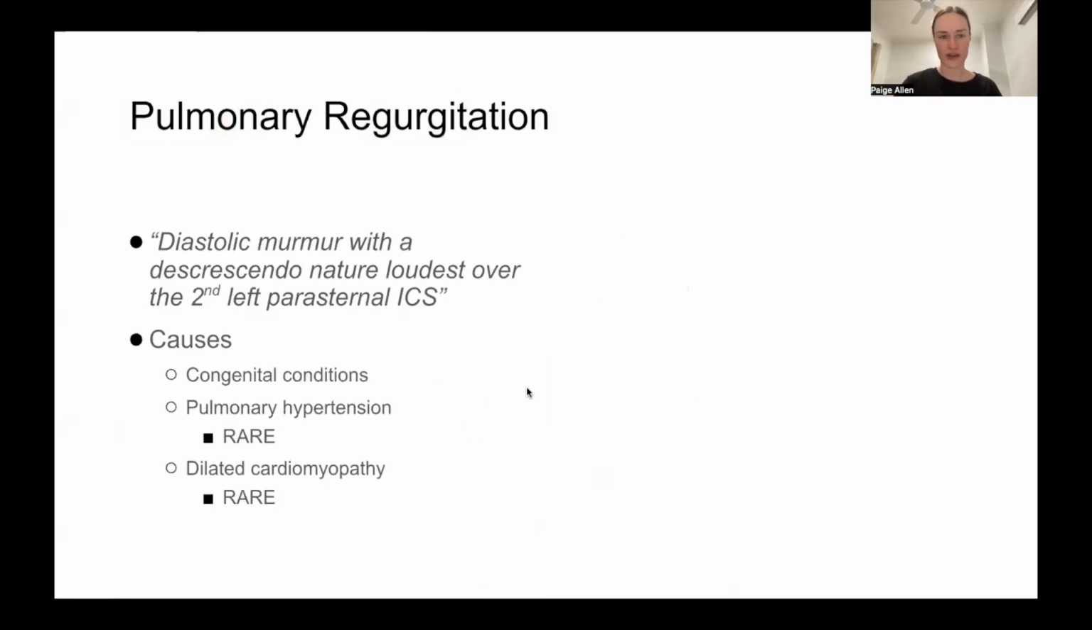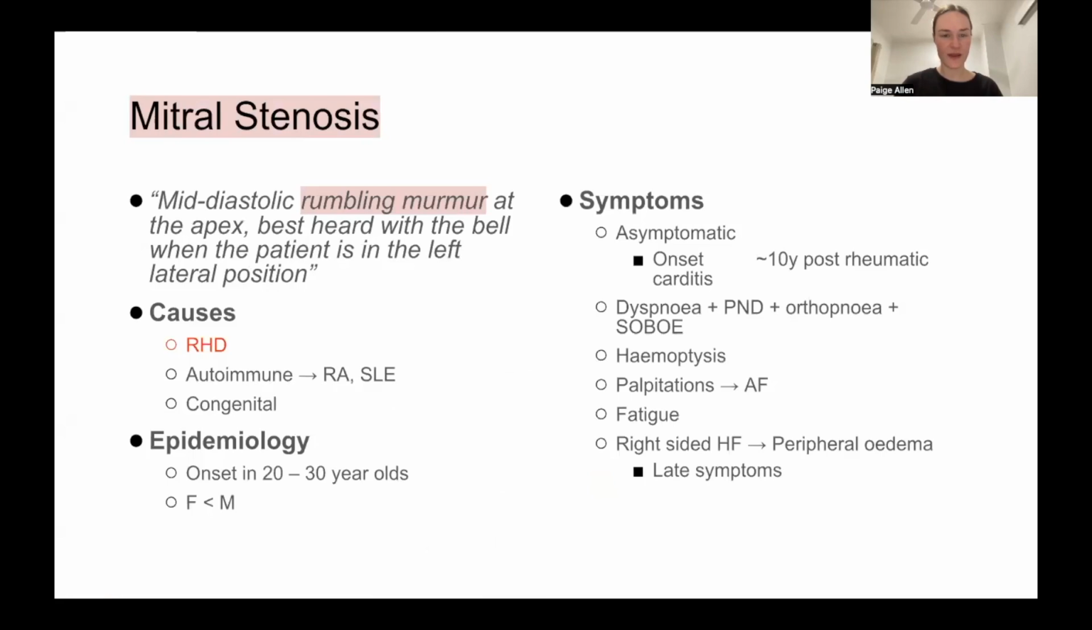Yeah, pulmonary regurg, I don't think you really need to know about that one. Mitral stenosis, you do. This one will be a rumbling murmur is what they like to call it. And again, it's louder in the left lateral position, so a little bit confusing, but mitral regurg is more common epidemiologically. So if you had to pick one, that's probably a good one to go with. Otherwise, it can also be caused by rheumatic heart disease. So you're noticing a bit of a trend here.